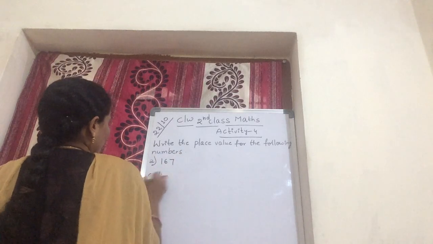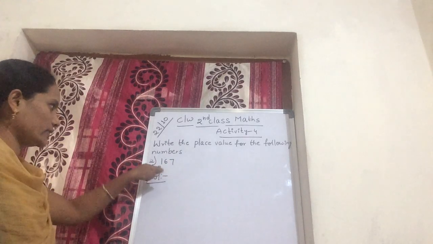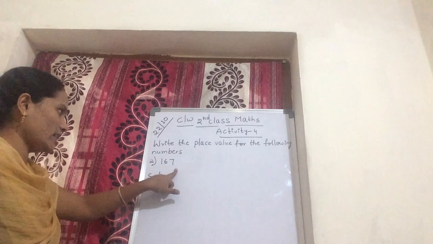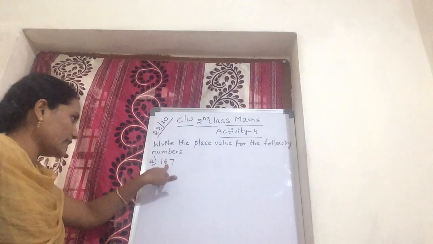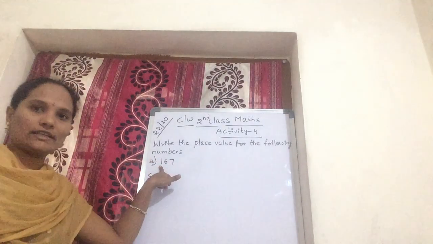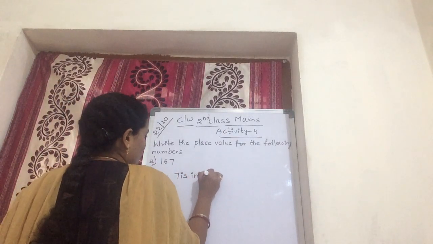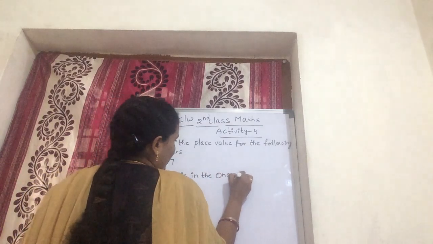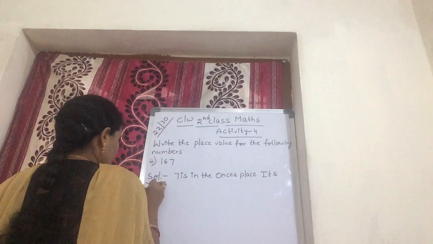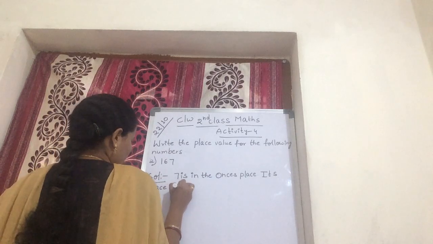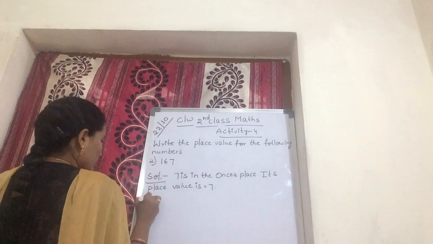What is our number? Which number did you get? Ones, tens, and hundreds. 167. How to read this number? 167. In 167, in ones there is 7, in tens 6, and in hundreds 1. Now write down, children. 7 is in the ones place, and its place value is 7.